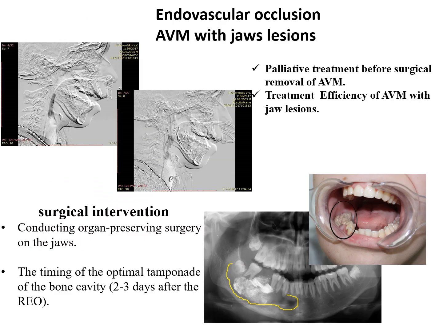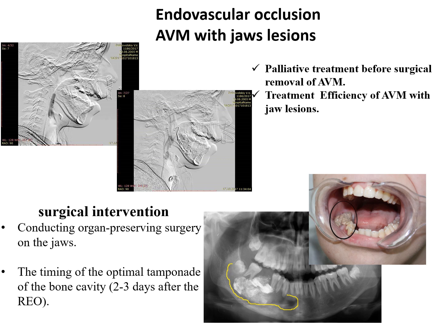And the vascular occlusion provided in the stage of the examination gives us less bleeding after the surgical treatment. It can be used as palliative treatment before surgical removal or for treatment efficiency of arteriovenous malformation with jaw lesions.